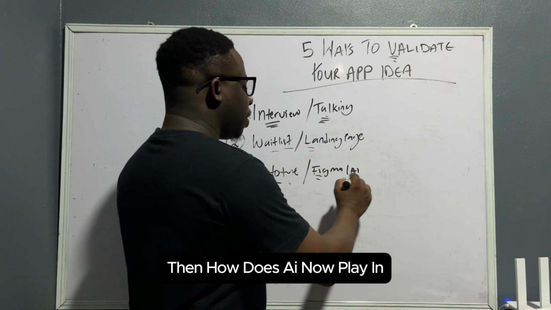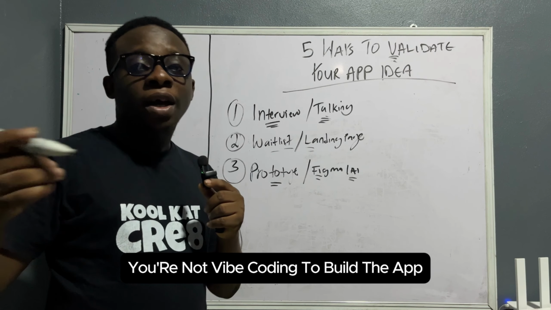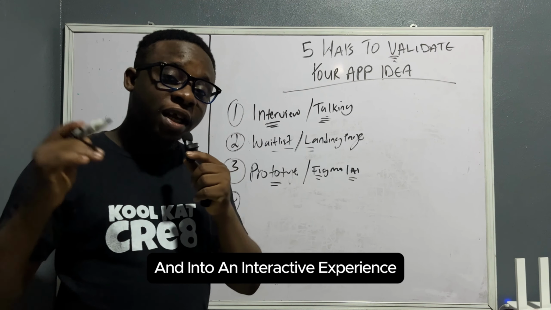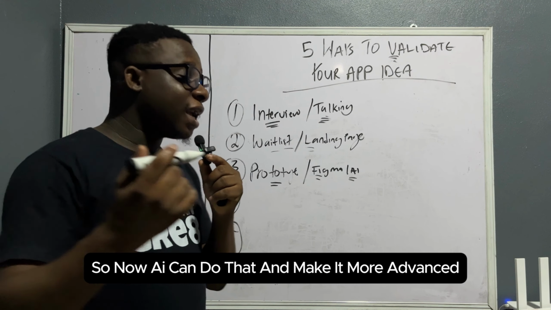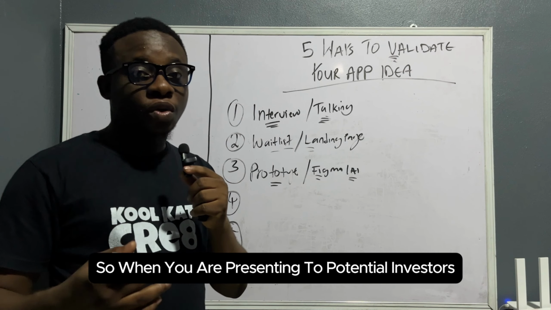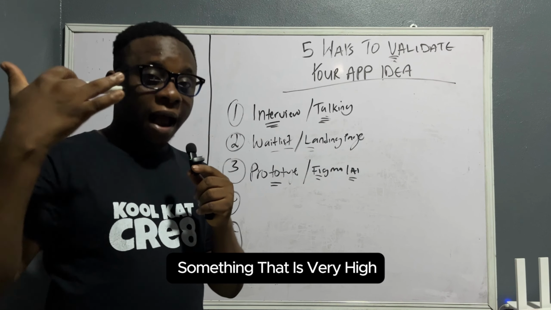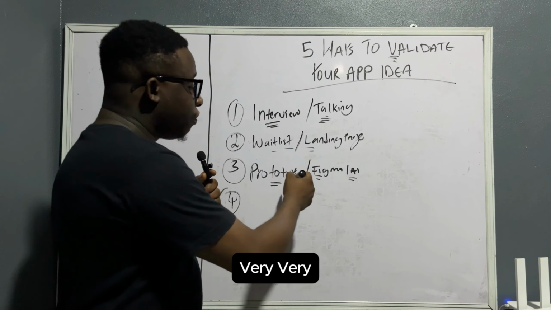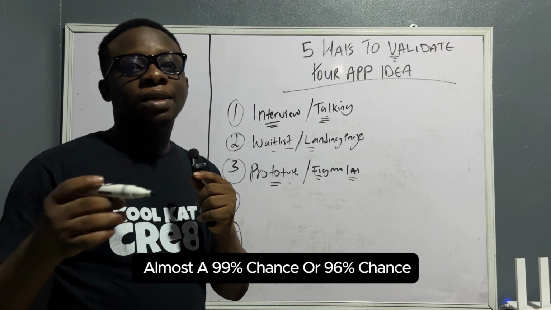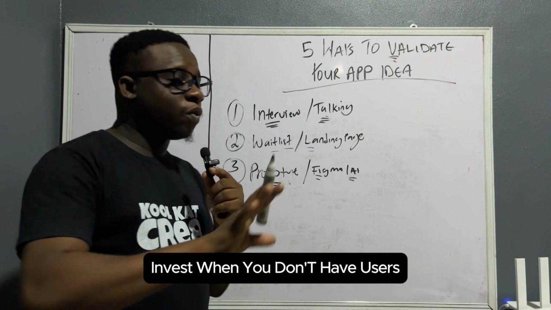Then how does AI now play in? So now AI comes in. This time around, not vibe coding to build the app. This time around, you are converting the UI that you have into an interactive experience with AI. So now AI can do that and make it more advanced. So when you are presenting to potential investors, you are not presenting something that is half baked. You are presenting something that is highly interactive, and this is very, very doable. So now this gives you almost a 99% chance, or 96% chance, with early stage investors, because not all investors invest when you don't have users.